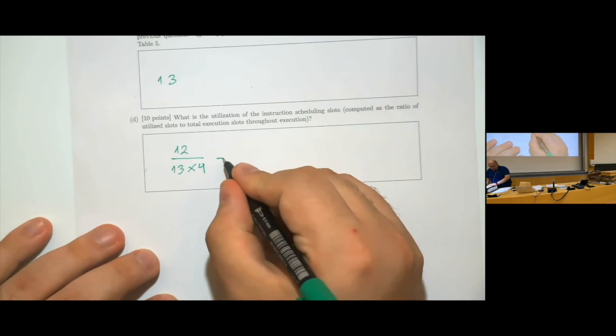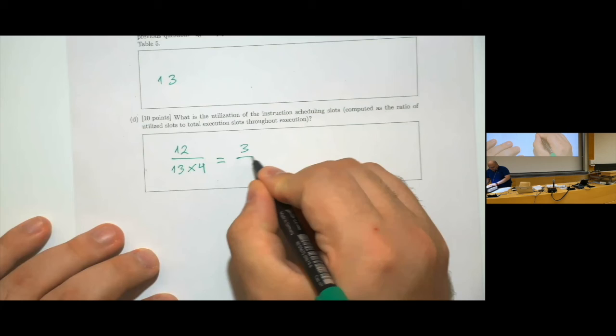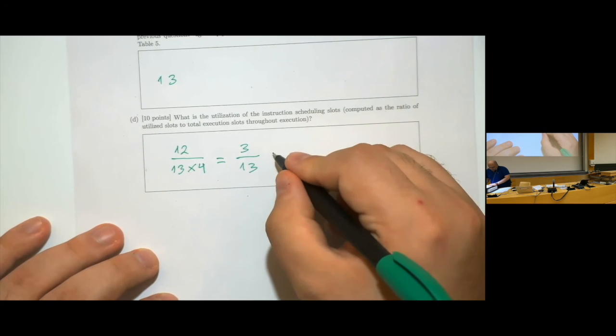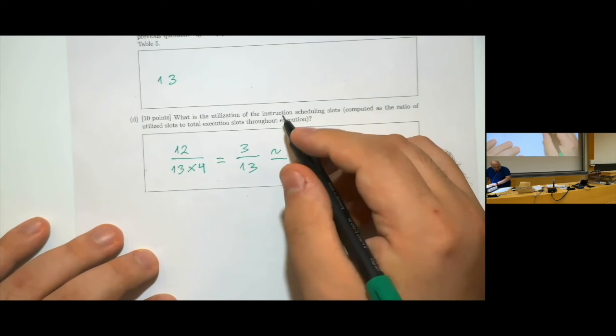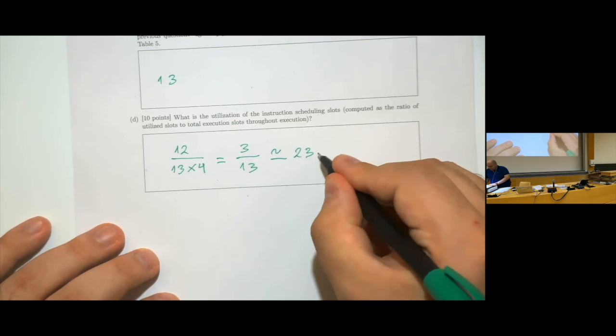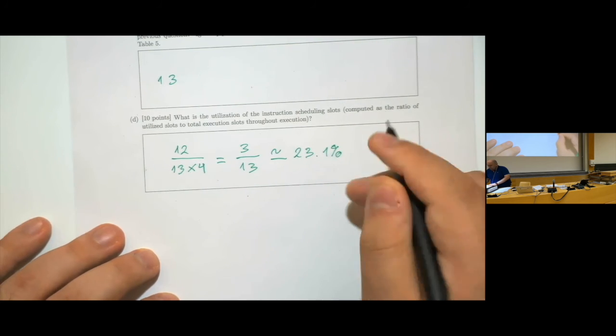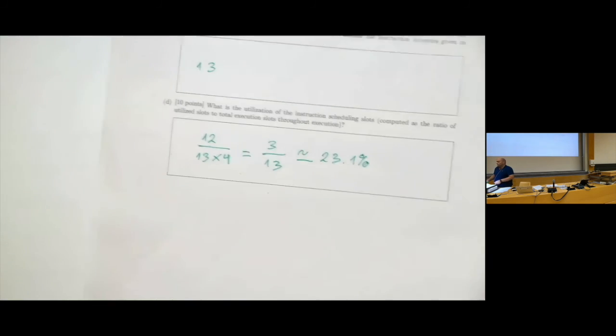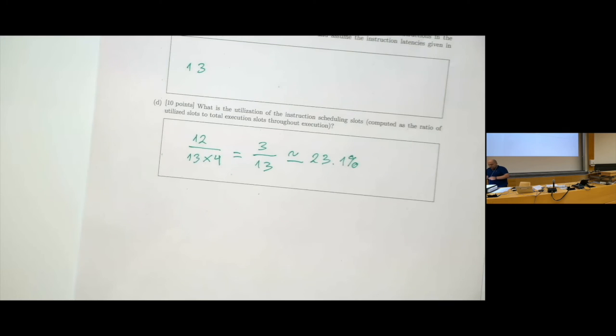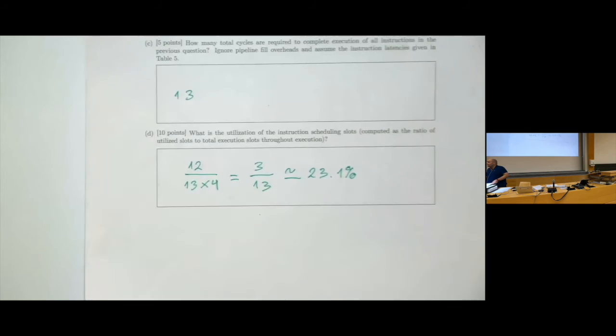If you do the math here, this works out to basically 3 over 13, which would have been fine, but because I have my cheat sheet here, this is approximately 23.1%. In all these VLIW questions, this is a very common question to ask, so it's good that you're comfortable asking for utilizations.